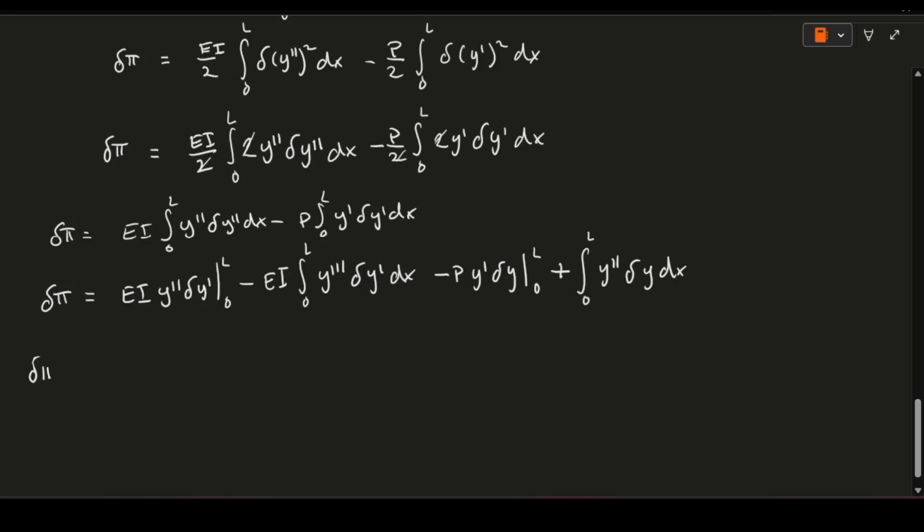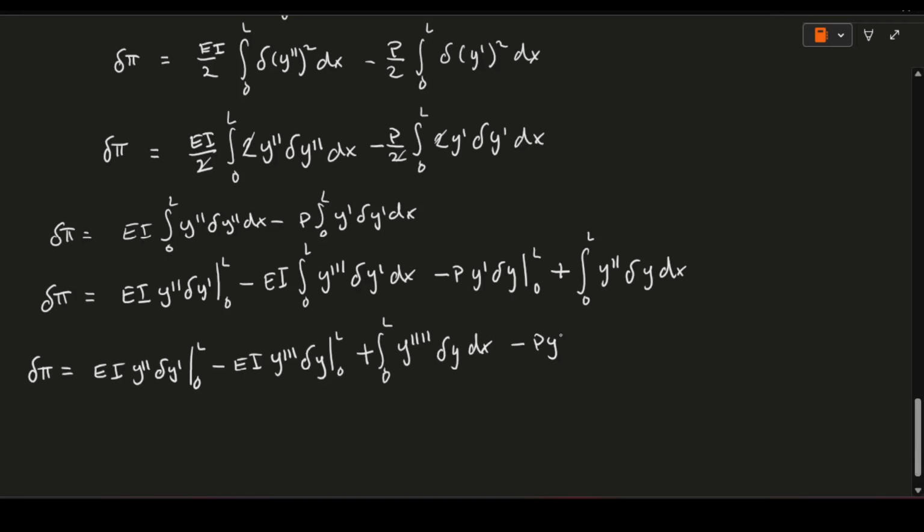So we have del pi is equal to EI y prime prime del y prime from 0 to L minus EI y prime prime prime del y from 0 to L, minus it's plus, integral from 0 to L of, so I transfer the derivative over to the y, we get y prime prime prime prime del y dx, minus P y prime del y from 0 to L plus this integral from 0 to L y prime prime del y dx.